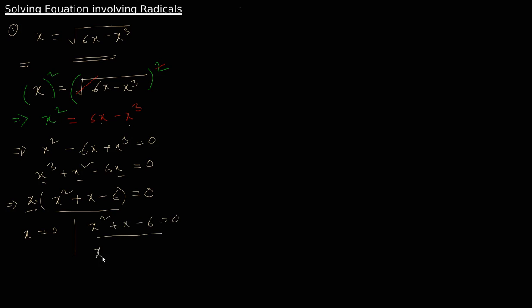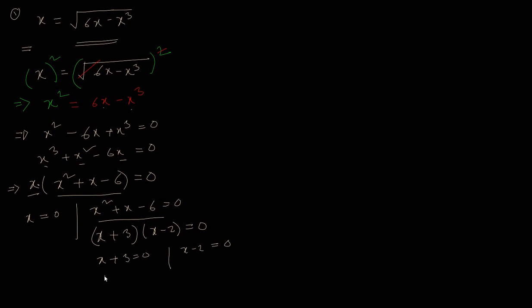Again, this quadratic equation I can solve by any method. If I factor it, it will be x plus 3 and x minus 2 equal to 0. So x plus 3 equal to 0 and x minus 2 equal to 0. So I can write x equal to negative 3 and x equal to 2. So how many probable solutions do I have? x equal to 0, x equal to negative 3, x equal to 2. Again, these are probable solutions, not the final solutions, and we need to check each solution.